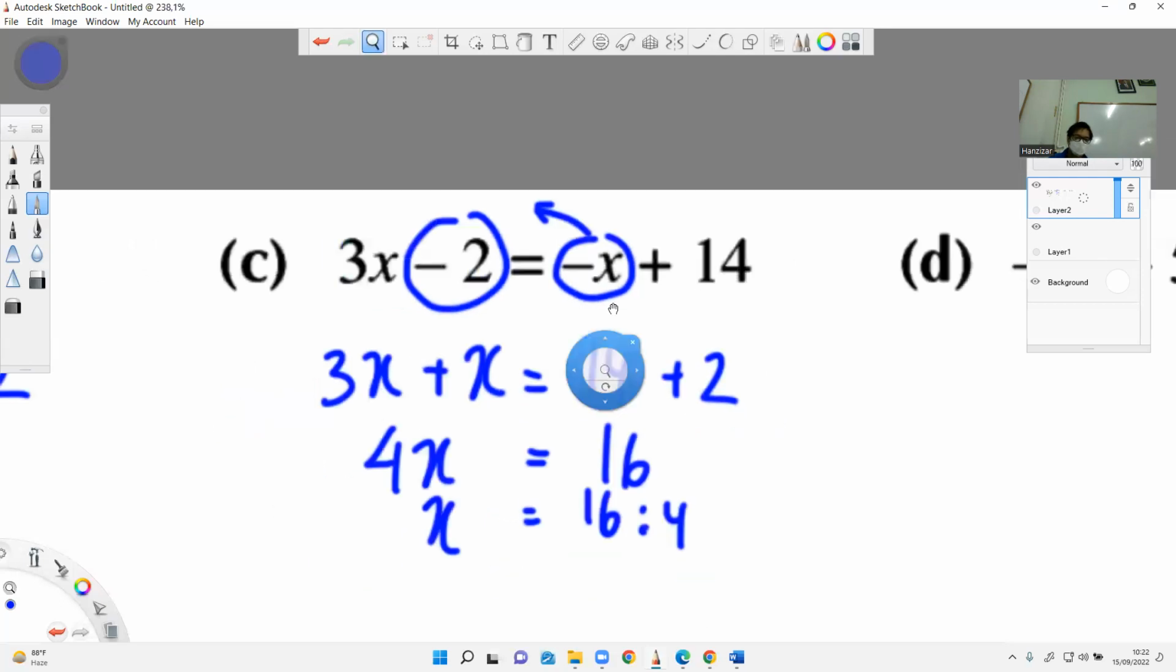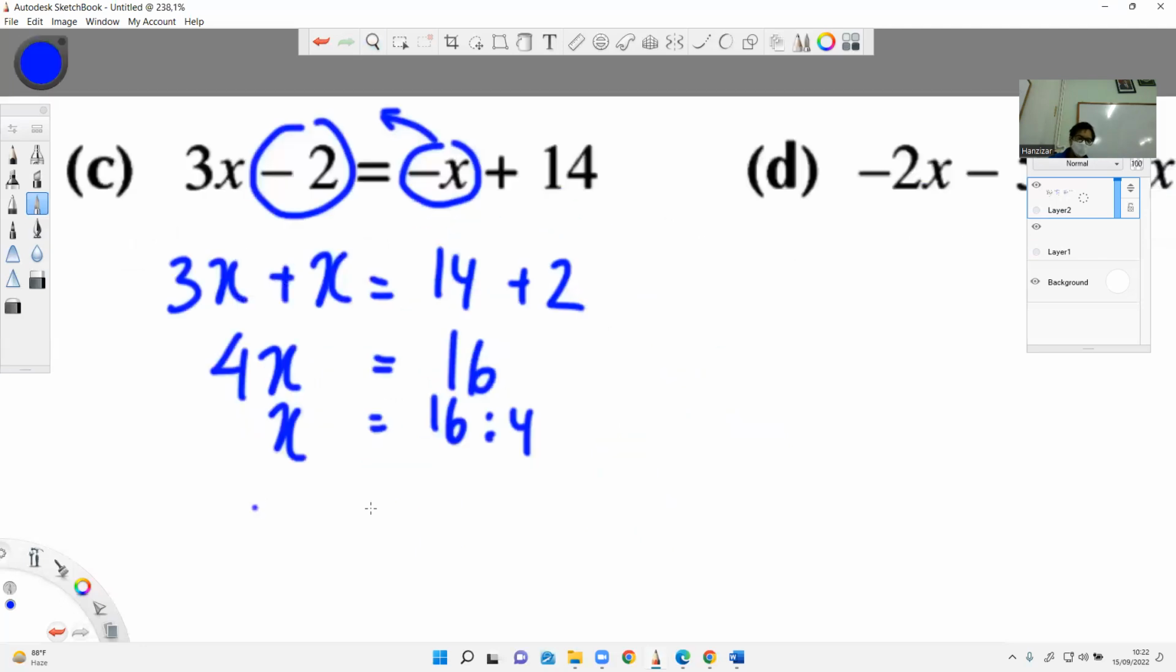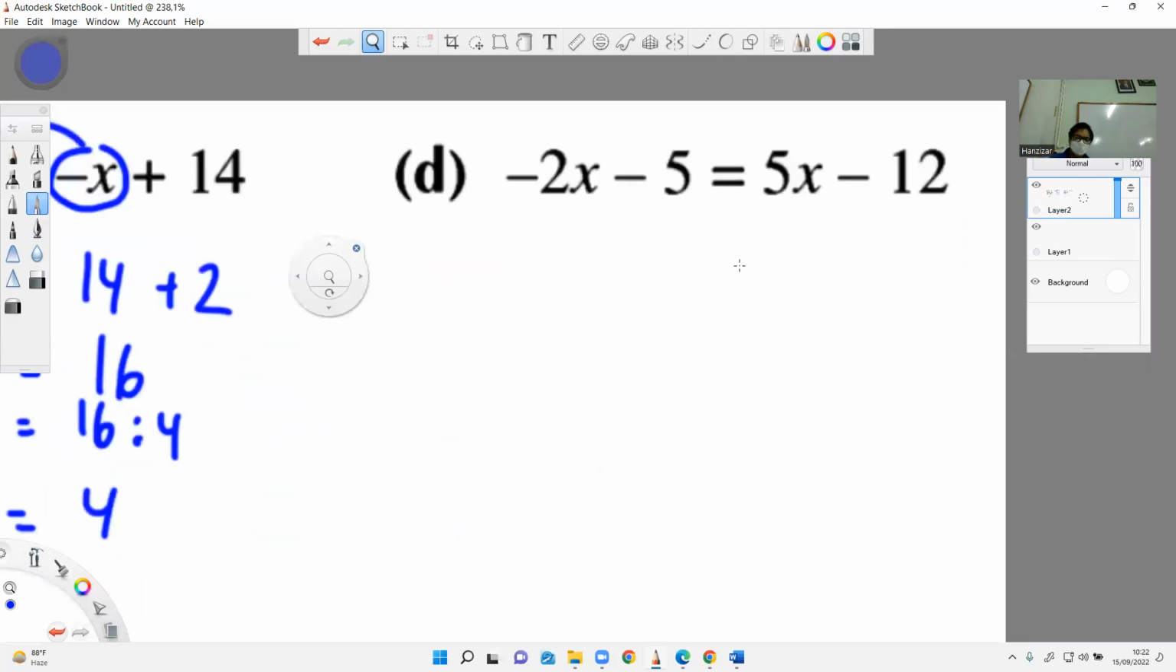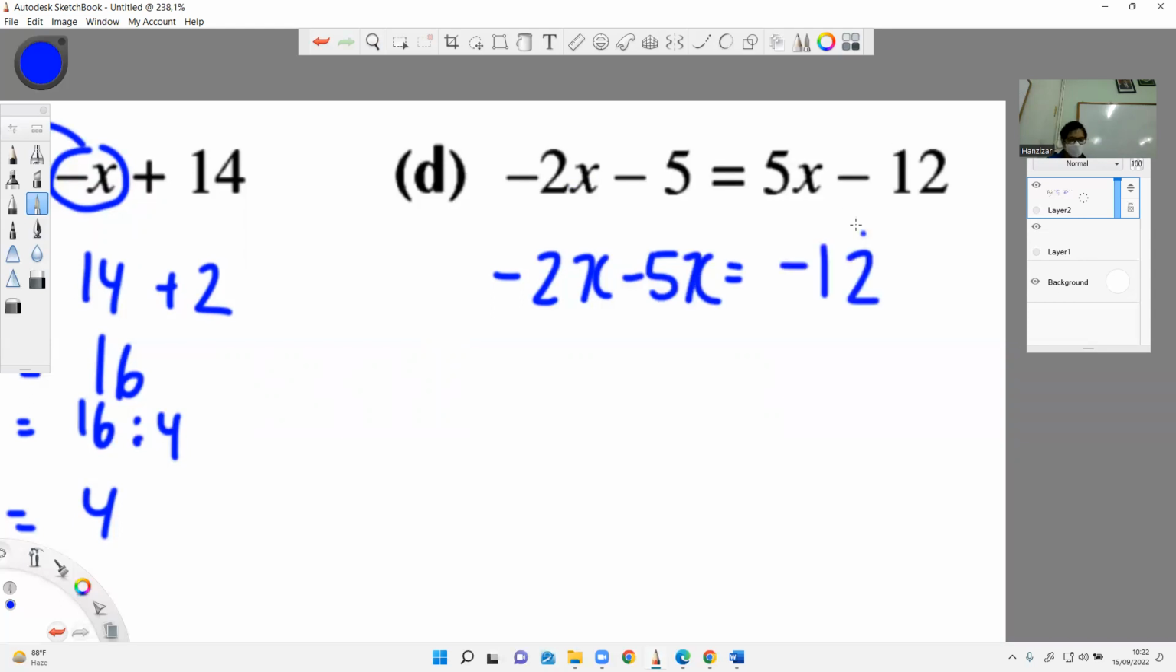4. Easy peasy, ya, gampang ya. Now, harder. 5x nya pindah ya. Right? Negative 12 stays because it stays on the right-hand side. Terus 5-nya jadi apa? Plus 5. So ini berapa nih? Negative 7x, right?